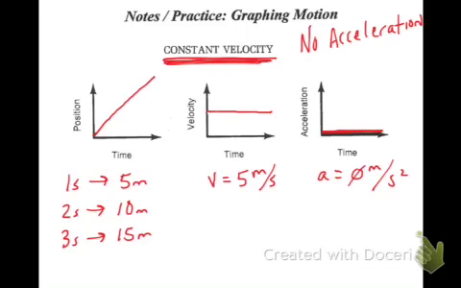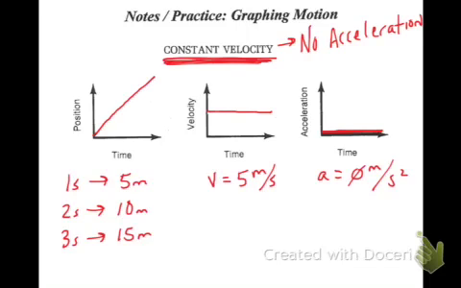Constant velocity means no acceleration, therefore our acceleration always has to be zero. Constant velocity means our velocity is constant, which means our velocity graph has to be a constant straight line. And constant velocity means that we are consistently moving the same distance over the same period of time, which gives us a nice direct position versus time relationship. Position versus time, basically if you want to think about it, is like distance. Okay? If this doesn't make sense to you, rewind the video, watch it again.